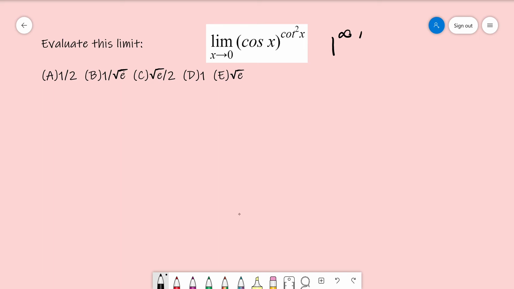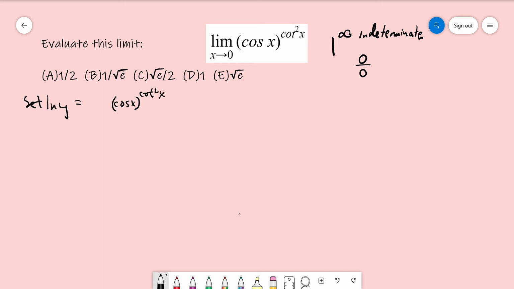And I'll write that here. Indeterminate form. And the trick here is to turn this into a different indeterminate form, like 0 over 0, and then apply L'Hopital's rule. So the way to do that is to set y equals, I'm going to leave some room here, cosine x raised to the cotangent squared x.